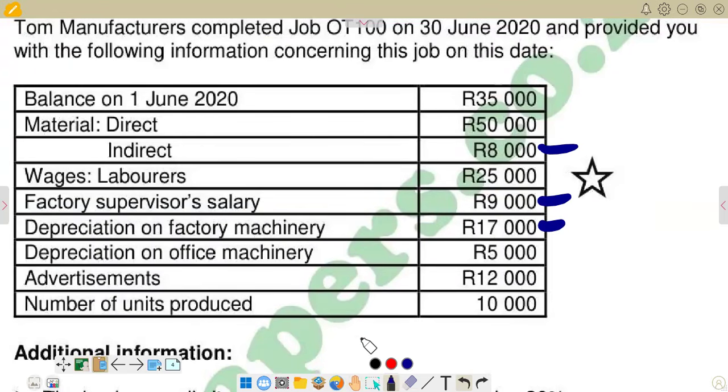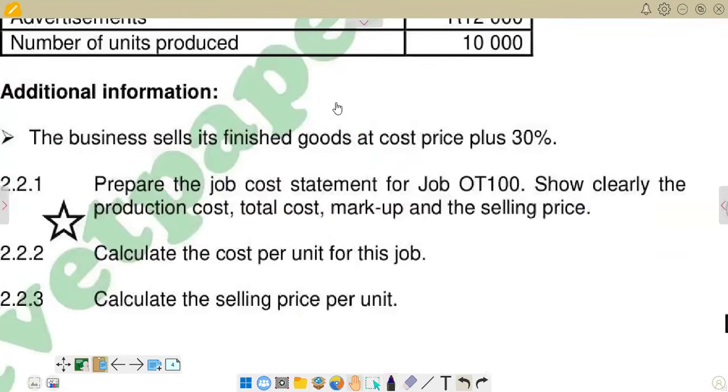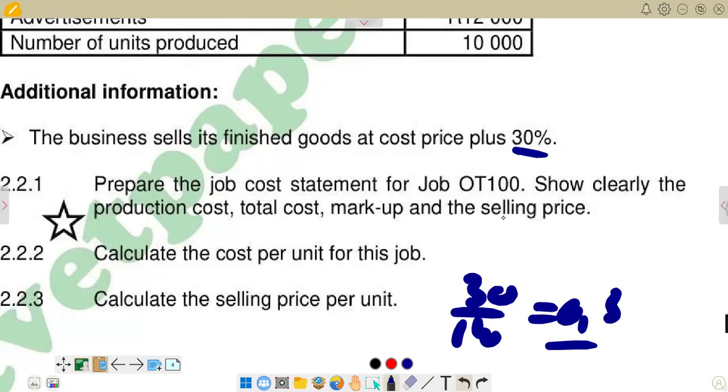So remember, there is an instruction in the question in terms of the markup that we are supposed to use. Here, the business sells its finished goods at cost plus 30% markup. So we are saying 30%, as a decimal, is 30 over 100, which becomes 0.3. So we're just multiplying the total cost that we have by 0.3 to get the markup.